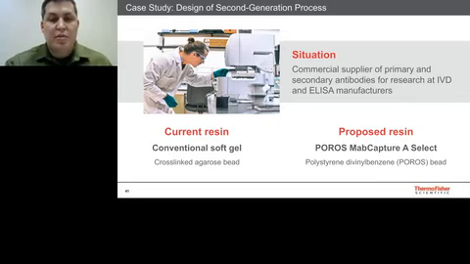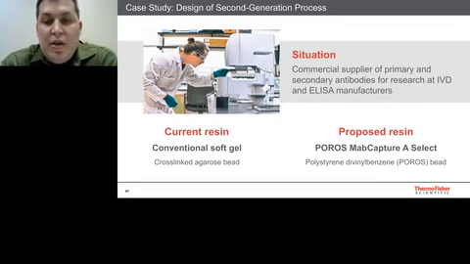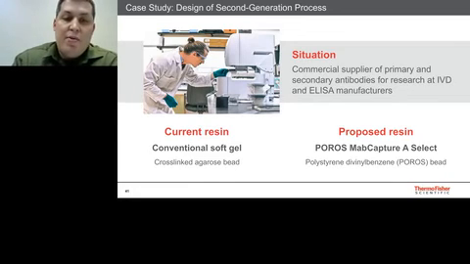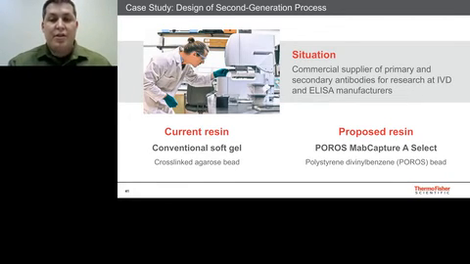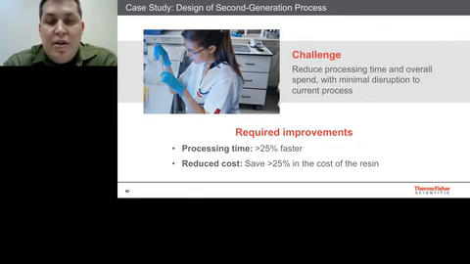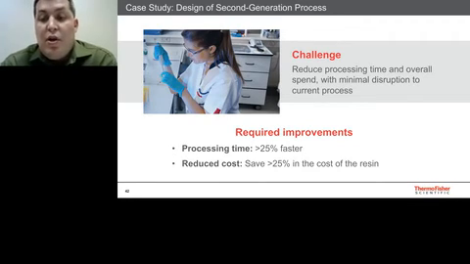The customer is a commercial supplier of primary and secondary antibodies to researchers, IVD, and ELISA manufacturers. They were using a conventional soft gel protein A resin, and they wanted to compare to Poros Mab Capture A Select. In this case study, the company was purifying antibodies from mouse ascites and historically have used the GE Recombinant Protein A Fast Flow for all their purifications. The challenge was to reduce processing time in order to increase throughput and move to a resin that was less expensive to help with the overall COGS.